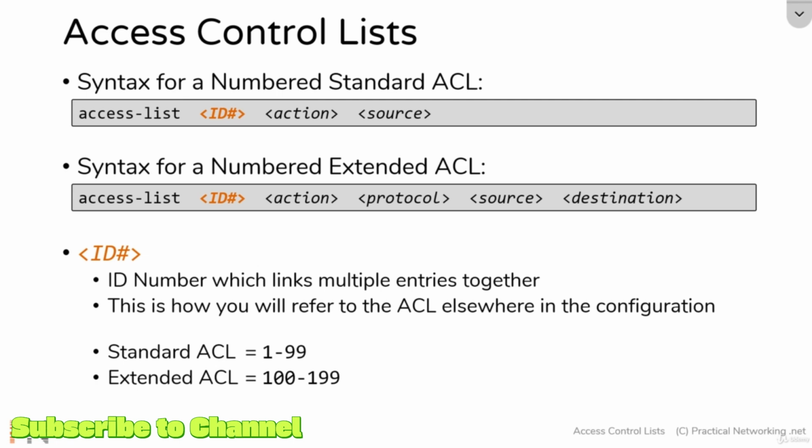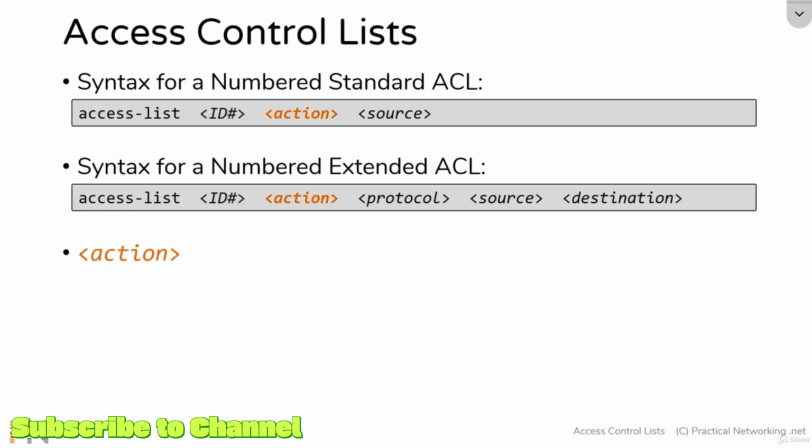But just in case you do, there's an additional set of ID numbers you can use to configure either a standard or extended ACL. So if you use the ID numbers 1 through 99 or 1300 through 1999, you're configuring a standard access list. And if you use the ID numbers 100 through 199 or 2000 through 2699, you're configuring a numbered extended access list. So that's the purpose of the ID number, which now brings us to the action field.